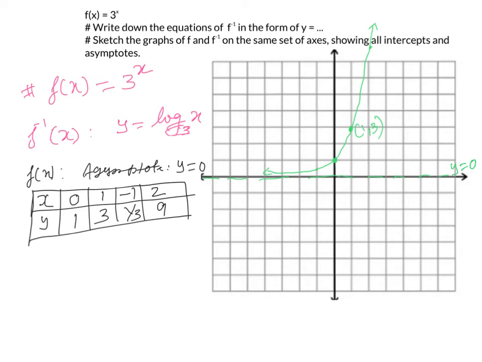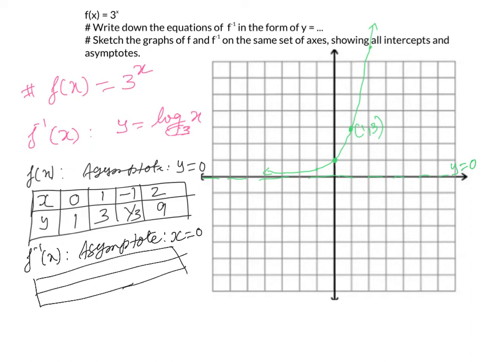Now I have to plot the inverse. When I want to plot the inverse, for f inverse, my asymptote will be: x becomes y and y becomes x for the f inverse. So this will now become x is equal to 0. As I have said, x becomes y and y becomes x. So here, this is 0, 1, which will now become 1, 0.